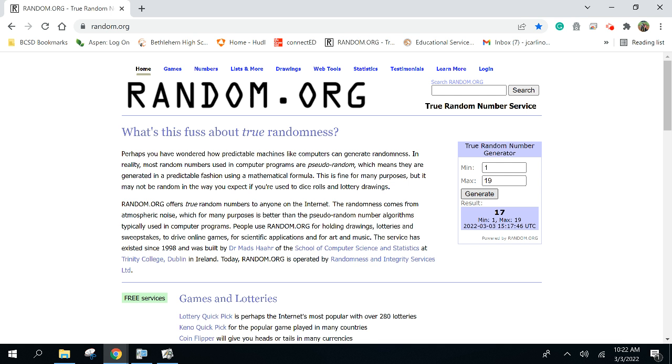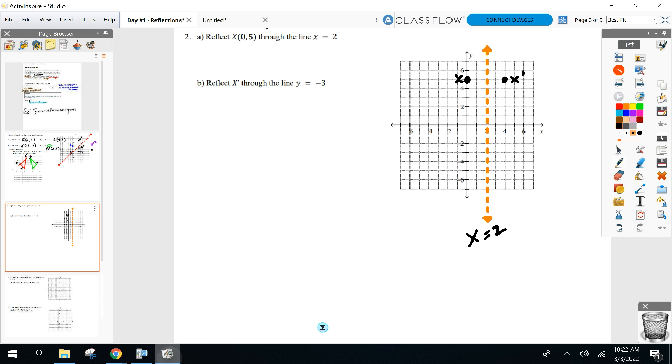All right, so what coordinate you got for me? 3, 5. How many units away was X from the line? I got 4, 5. So everybody, X prime is 4, 5.